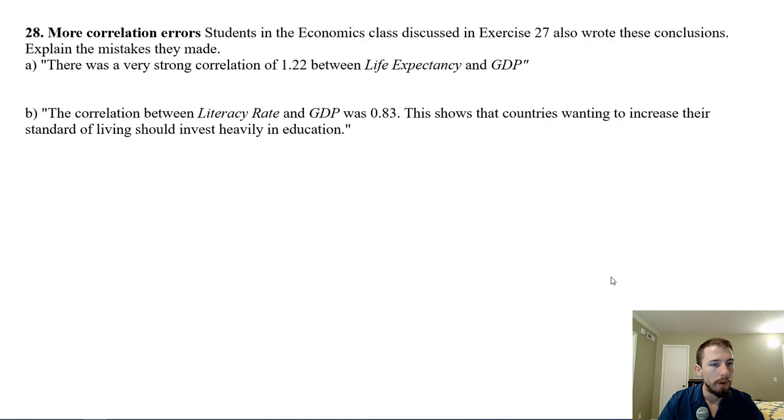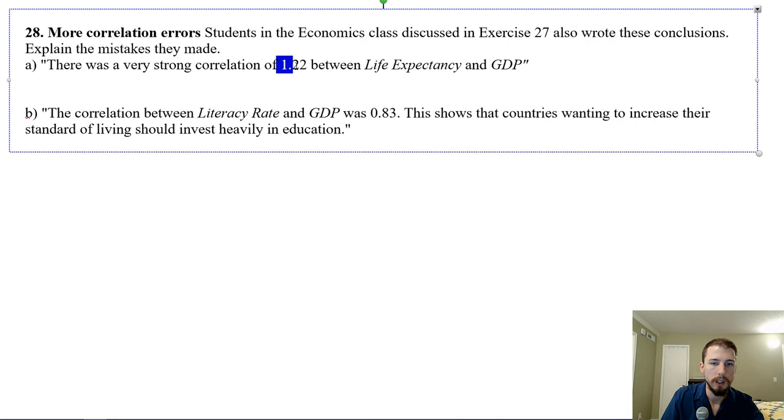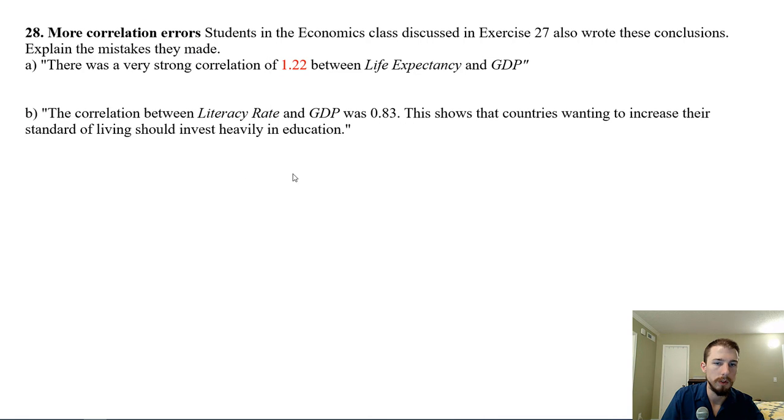28A, there was a strong correlation of 1.22 between life expectancy and GDP. So what's the problem with having a correlation of 1.22? We know a correlation can only be between -1 and +1. We can't have a higher correlation than 1. So clearly they calculated something wrong.